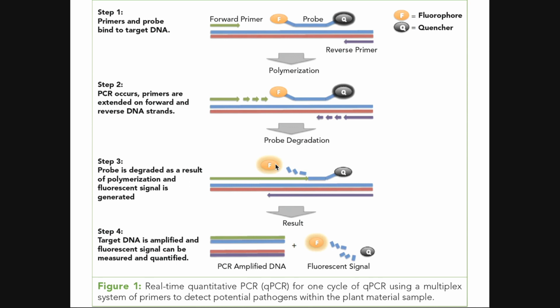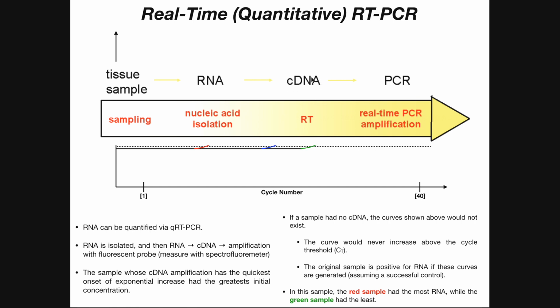And so basically what this means is that every time we see fluorescence, that's indicative of an amplified piece of DNA. And so overall, the more fluorescence we get, the more viral DNA we had, and like we said, the more viral DNA we had, the more viral RNA, and therefore if we have a lot of viral RNA, it means the person was most likely infected.